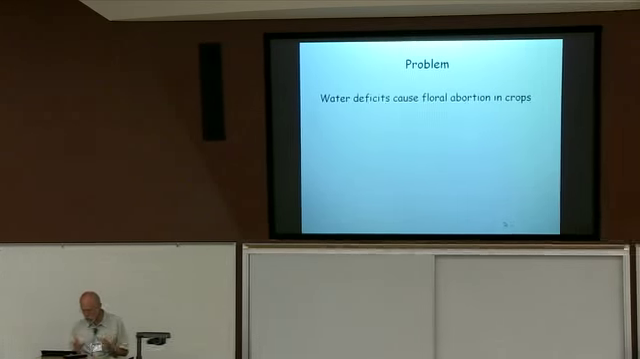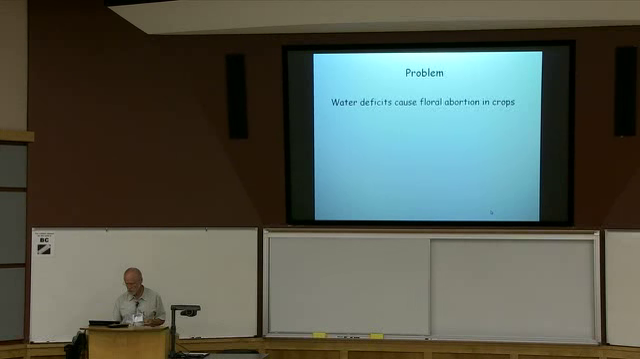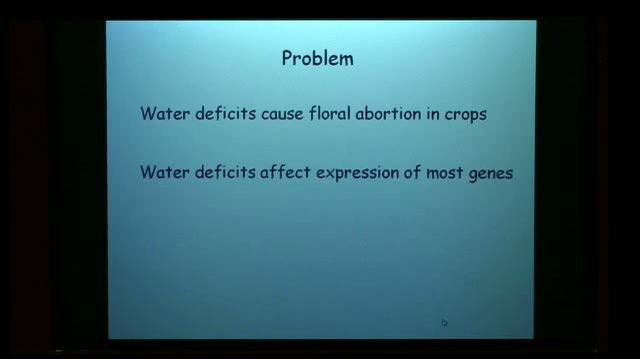First, the problem. Water deficits cause floral abortion in crops that reduce the number of reproductive structures. Water deficits affect the expression of most genes. Water is, of course, involved in almost everything that the plant does. And Zinselmeyer and his colleagues at Pioneer, doing work with microarrays, showed that hundreds of genes are affected around the time of pollination when the abortion effect occurs.